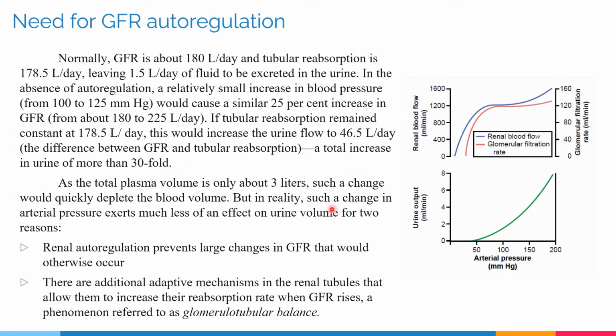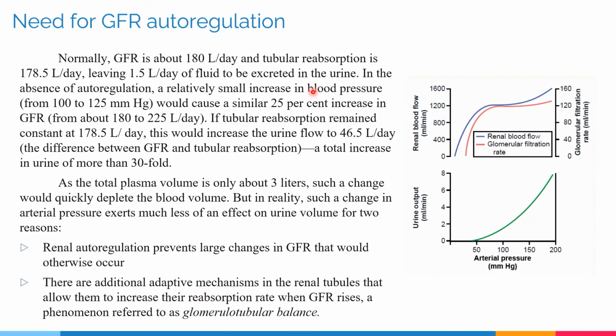But in reality, such a change in arterial pressure exerts much less of an effect on urine volume for two major reasons. Renal autoregulation prevents large changes in GFR that would otherwise occur, and there are additional adaptive mechanisms in renal tubules that allow them to increase reabsorption rate when GFR increases, which is known as glomerulotubular balance.